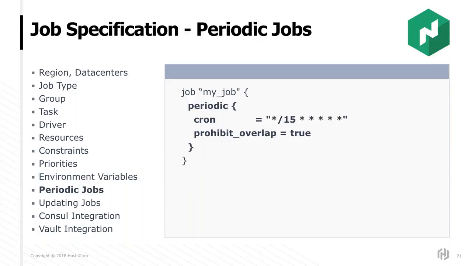The periodic stanza allows a job to be run at fixed times, dates, or intervals. So similar to a cron job, basically, but something you can run across a whole cluster.